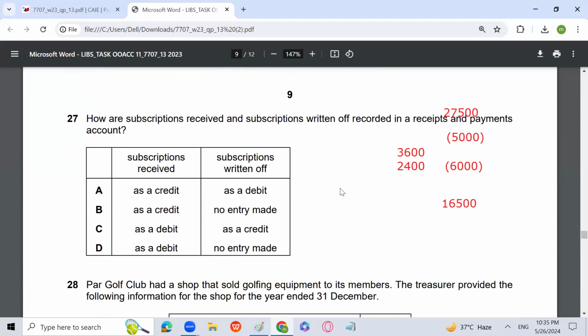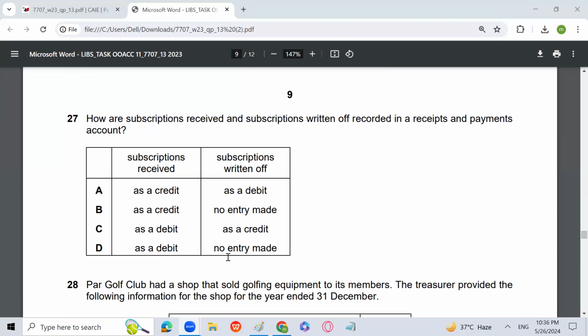How are subscription received and subscription written off recorded in a receipt and payment account? This is very important to understand, that the question is basically asking how subscription received and subscription written off are recorded in a receipt and payment account. Subscription received will be recorded in a receipt and payment account as a debit entry, and subscription written off won't come in receipt and payment account.